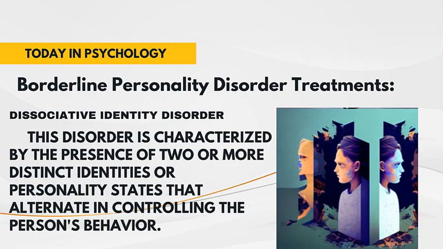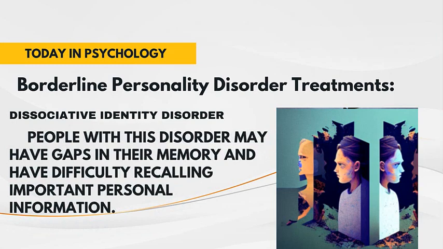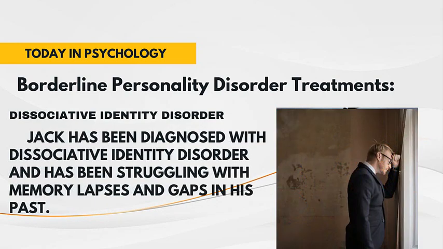This disorder is characterized by the presence of two or more distinct identities or personality states that alternate in controlling the person's behavior. People with this disorder may have gaps in their memory and have difficulty recalling important personal information. To better illustrate this concept, let's take a look at Jack.